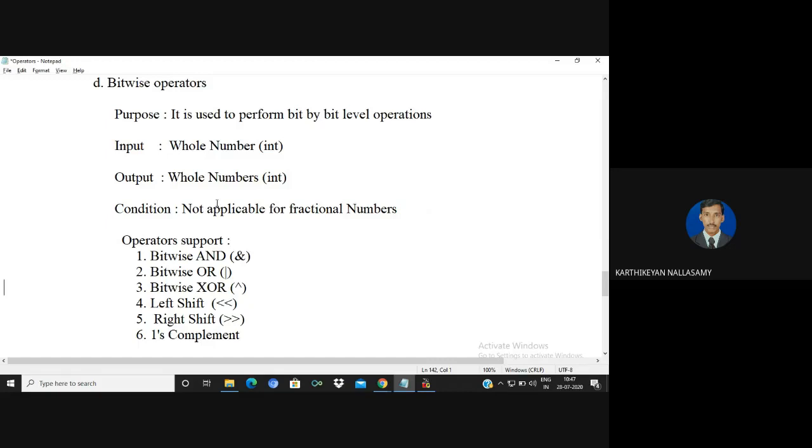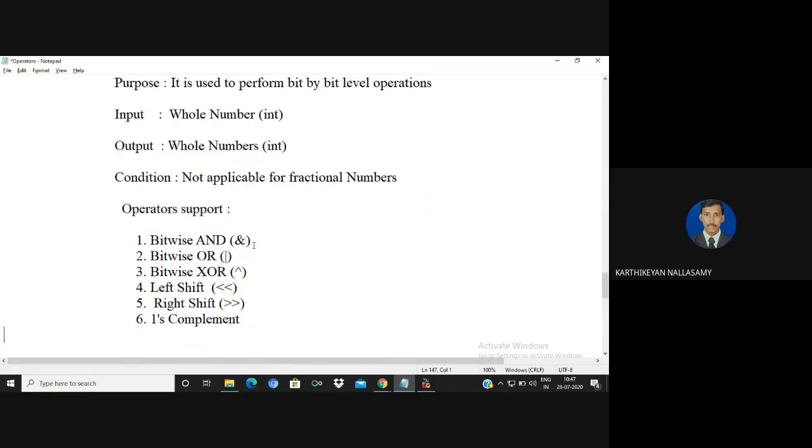For bitwise operators, the input must be a whole number and the output also must be a whole number, so they are not applicable for fractional numbers. Similarly, in arithmetic operators, the modulo operator is also not applicable for fractional numbers. The operators supported are bitwise AND, bitwise OR, bitwise XOR, left shift, right shift, and ones complement. The ones complement symbol is the tilde symbol.